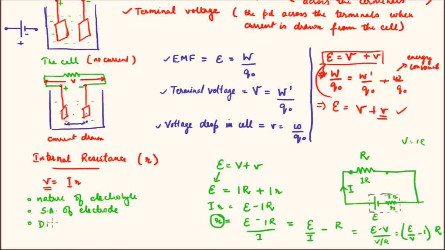Third is distance between electrodes. So more is the distance between electrodes, more will be the resistance encountered, therefore higher will be the internal resistance. And finally, the temperature of the electrolyte. How is it related? Higher is the temperature of the electrolyte, less will be our internal resistance, because the movement of the ions can be easier as the viscosity and other factors of the electrolyte changes. So basically you need to know that with increasing temperature the internal resistance will drop.